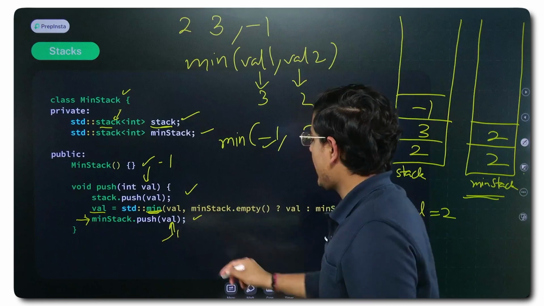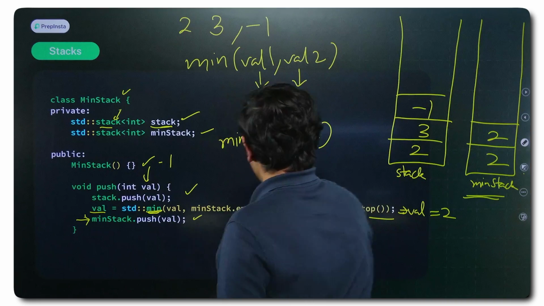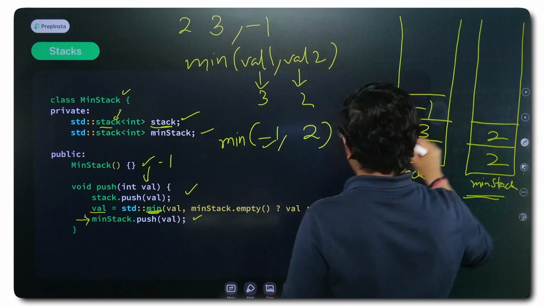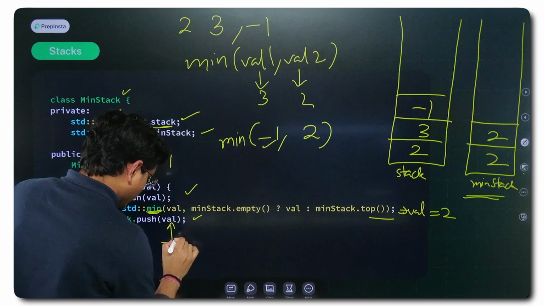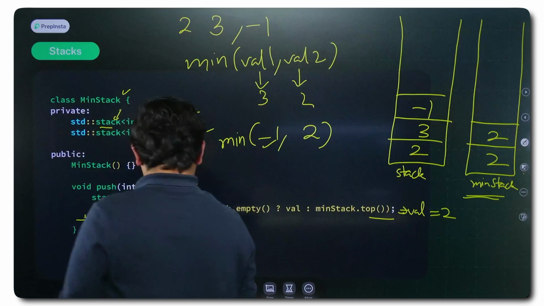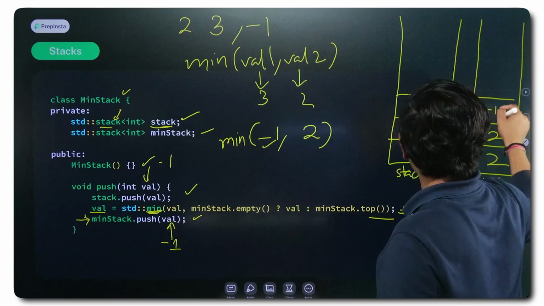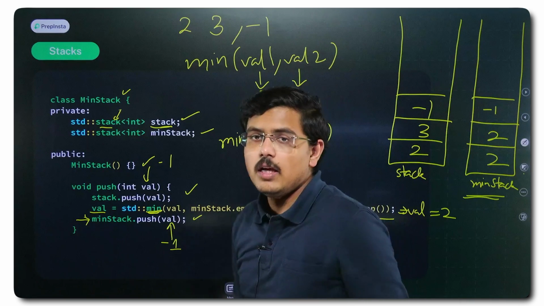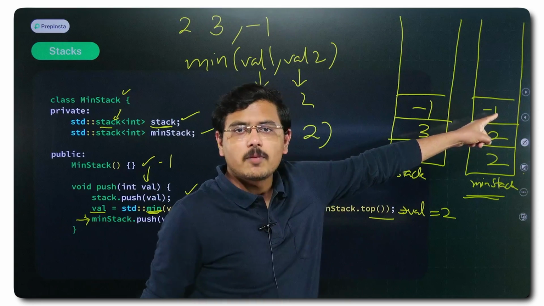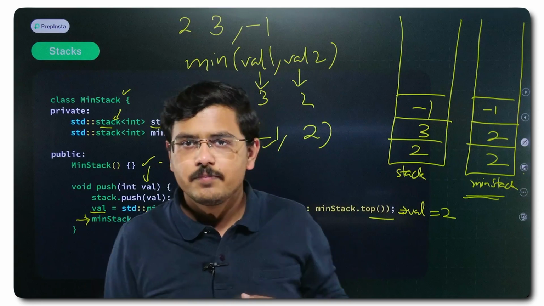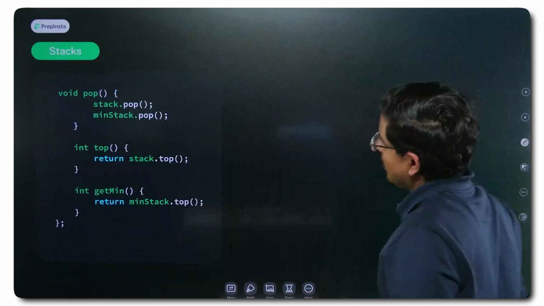Fine. So if that happens, again my -1 is not being written beautifully, so I would write it beautifully here. Wait. Wow, wonderful. Now I like it. So in this case, again -1 gets pushed here. Fine. Now out of these 3, you can straight away tell that top of the min stack would return me the minimum value. Simple.